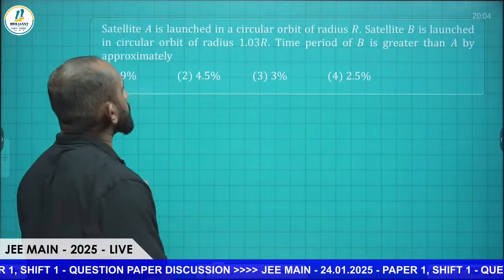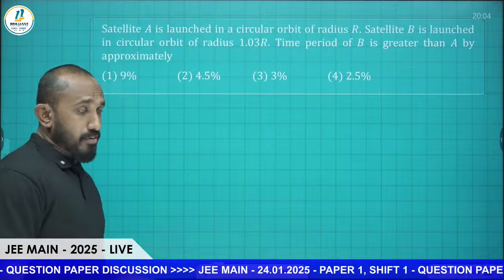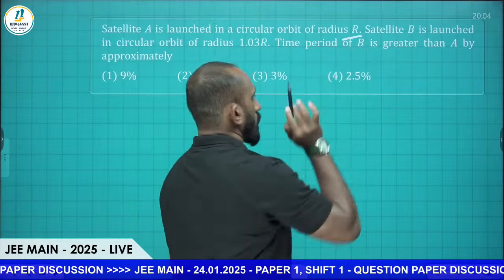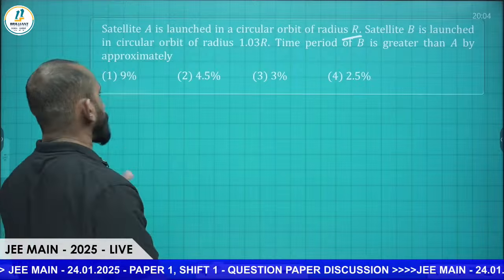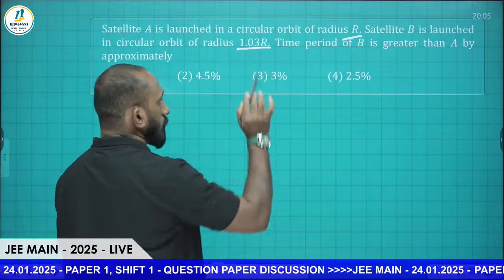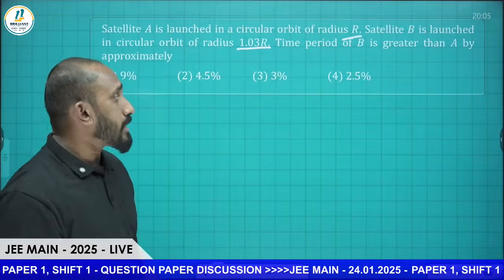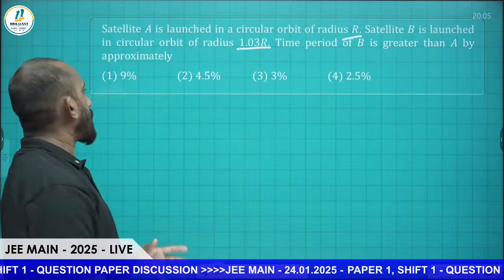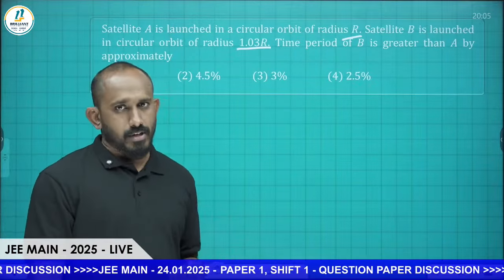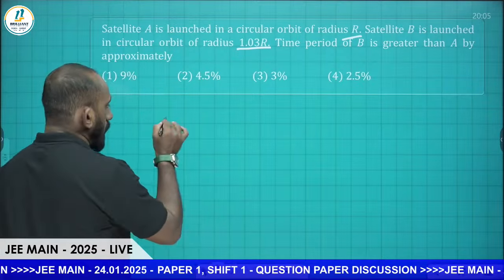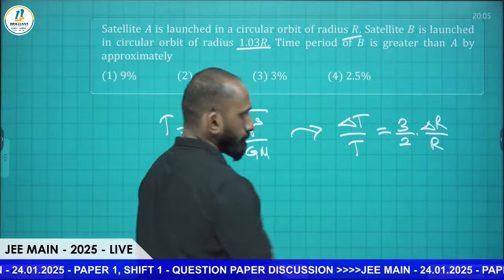Satellite A is launched in a circular orbit of radius r. So from the gravitation chapter. Satellite B is launched in a circular orbit of radius 1.03 r. Then the time period of B is greater than A by approximately. So the time period of a satellite equation is the concept here. Based on that, we know time period T is equal to r.